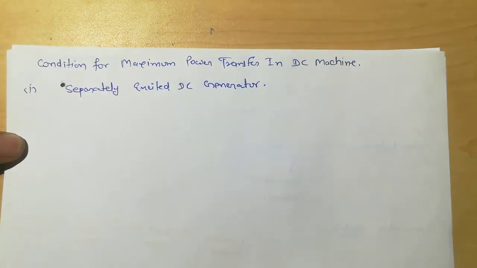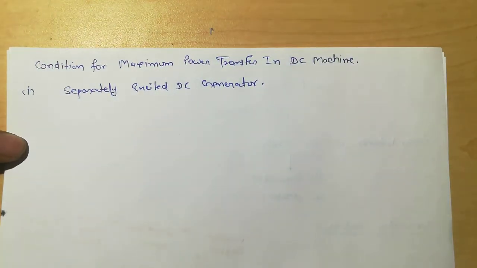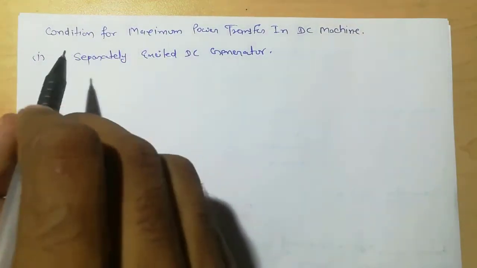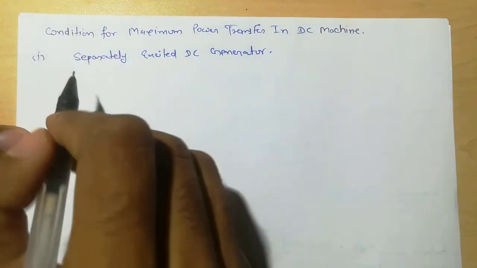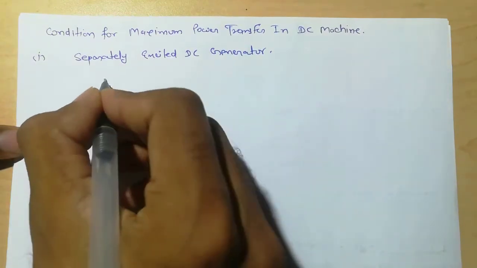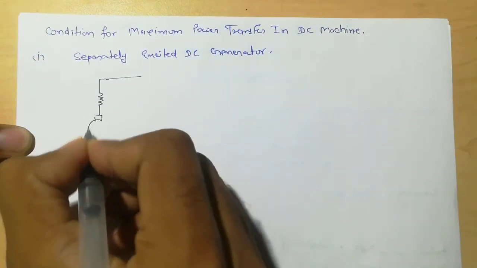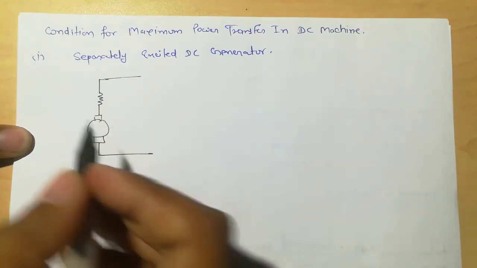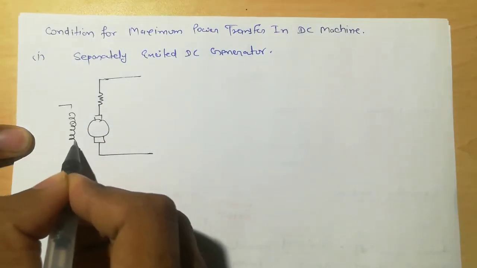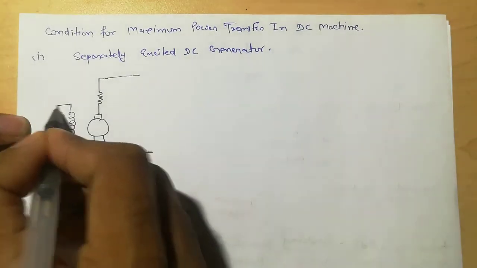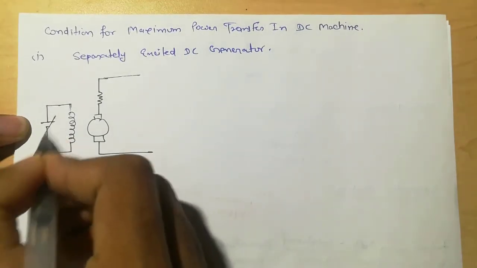Okay, so in the separately excited DC generator, first of all, we will draw the equivalent diagram. We know the field winding is separate from the armature. So first we will draw the armature, like this, this is the armature resistance and this is our armature, and here the field winding, which is separately excited by a voltage source or a current source.